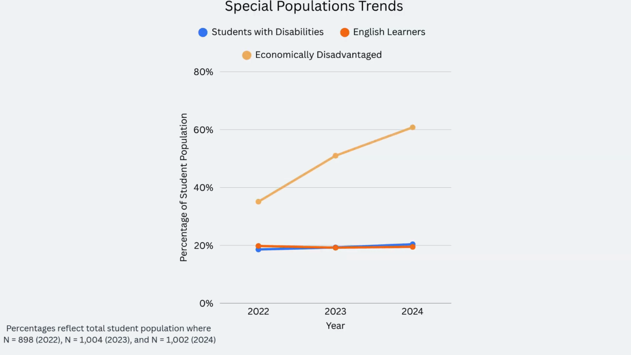Next, we'll take a look at our special populations. As you can see, our students with disabilities and English learners have remained steady around 20%. However, our economically disadvantaged student number has skyrocketed from roughly 35% in 2022 to over 60% in 2024. This is a massive socioeconomic shift that needs to be addressed.